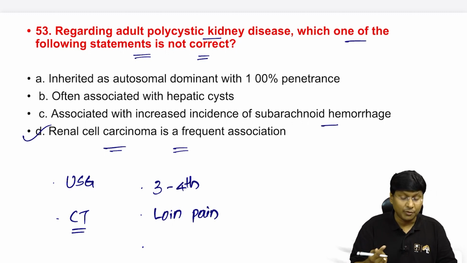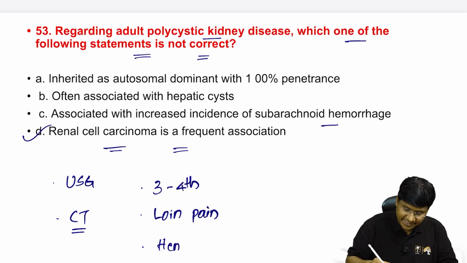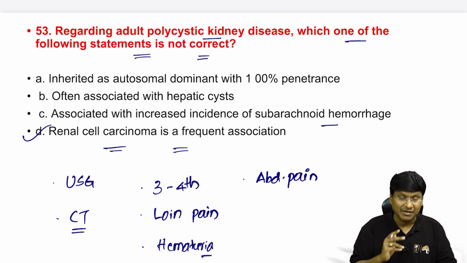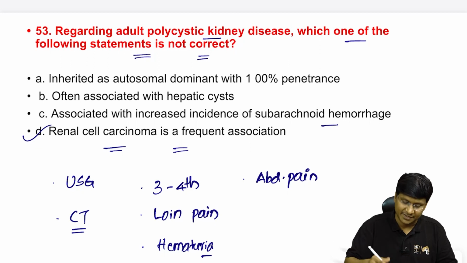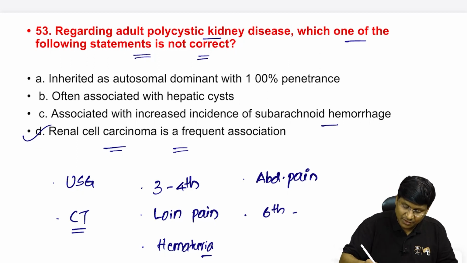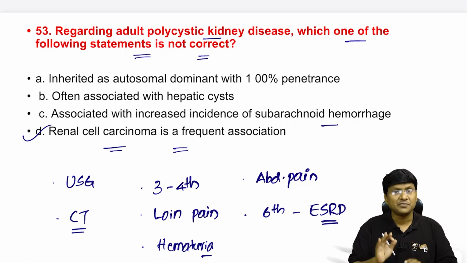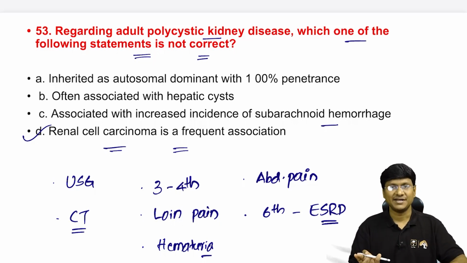And one more important symptom that you will have in patients with polycystic kidney disease is that these patients can have hematuria. Once these particular cysts are infected, the patient will also have acute abdominal pain, right? And one more important point that you need to remember is these patients, by 6th decade, go into a state of end-stage renal disease, right? So this is about your polycystic kidney disease.